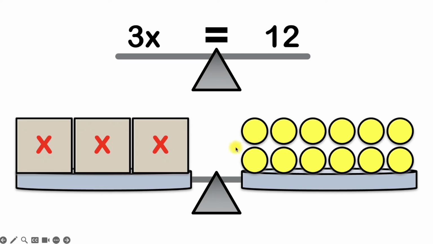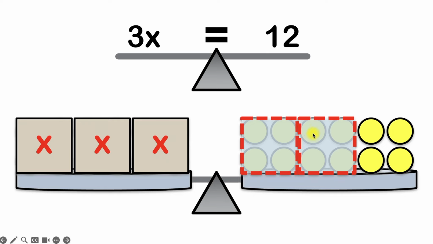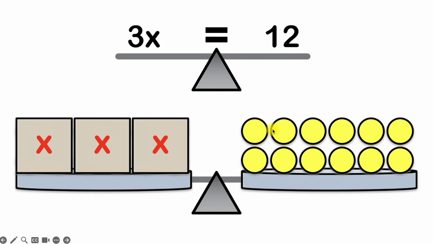Well, we can divide them by the number of boxes that we have. And just looking at the diagram, I can fit 4 marbles in one box, 4 marbles in another box, and 4 marbles in a third box. And it's the same exact amount every single time, which means that x equals 4.